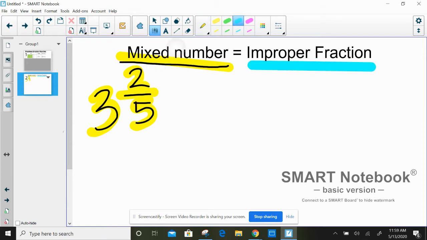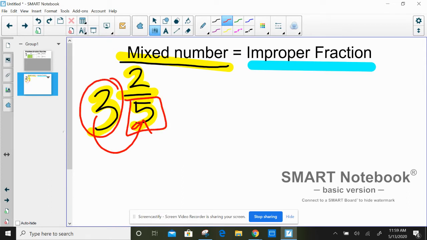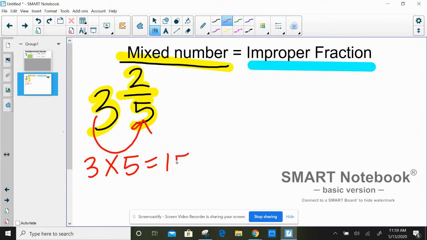Now, the steps for this are pretty easy. You guys can totally do this. What you're going to do is start by multiplying the 3 by the 5. So you multiply your whole number by your denominator, okay? So 3 times 5 is 15. Okay, so done and done.